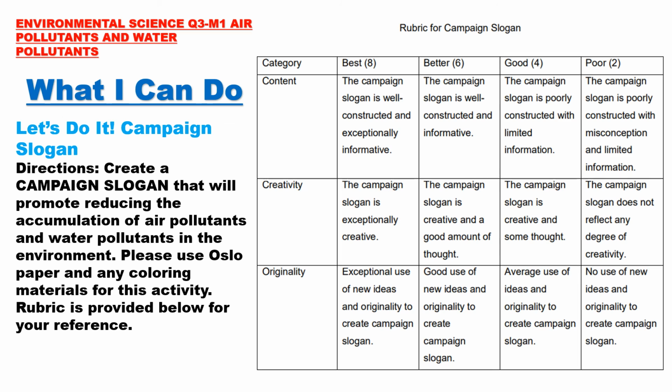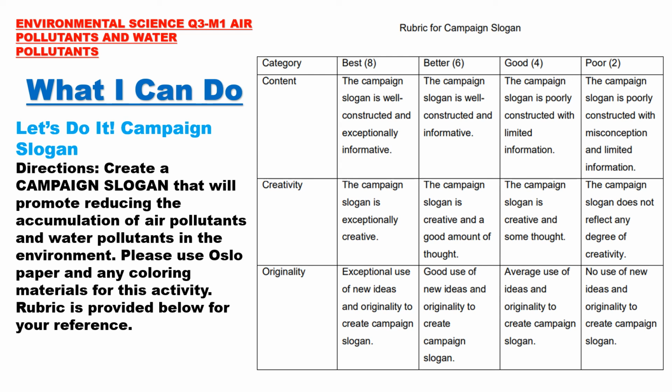Next, what I can do. Campaign slogan. Create a campaign slogan that will promote reducing the accumulation of air pollutants and water pollutants in the environment. Use Oslo paper and any coloring materials for this activity. If you don't have Oslo paper, you may use typewriting or bond paper. The rubric is provided below for your reference.